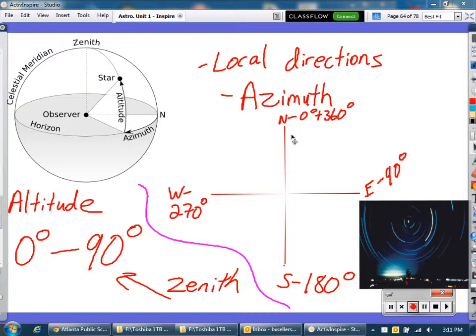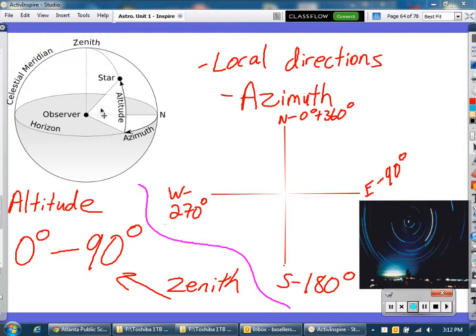Azimuth are the cardinal directions on the horizon. So if you start here on the north, right, which was 0, it goes all the way around to 360 degrees, which is also north again, because it makes the complete circle. So east is 90, south is 180, west is 270, and then again north is 360.